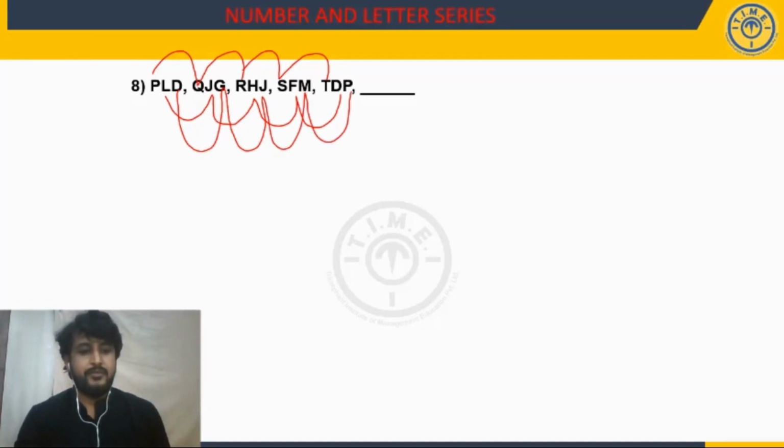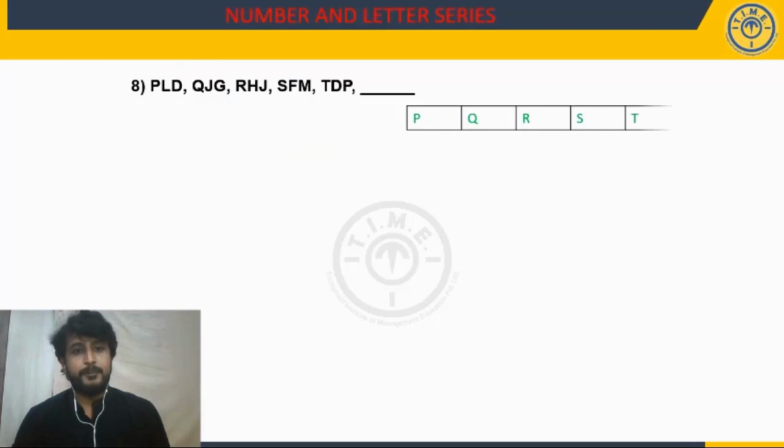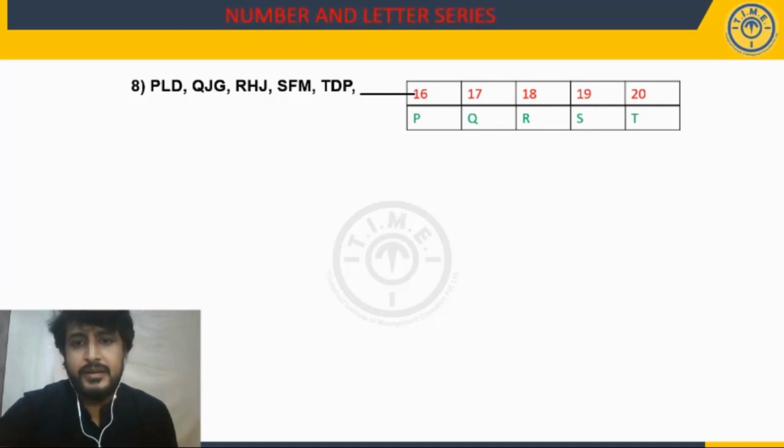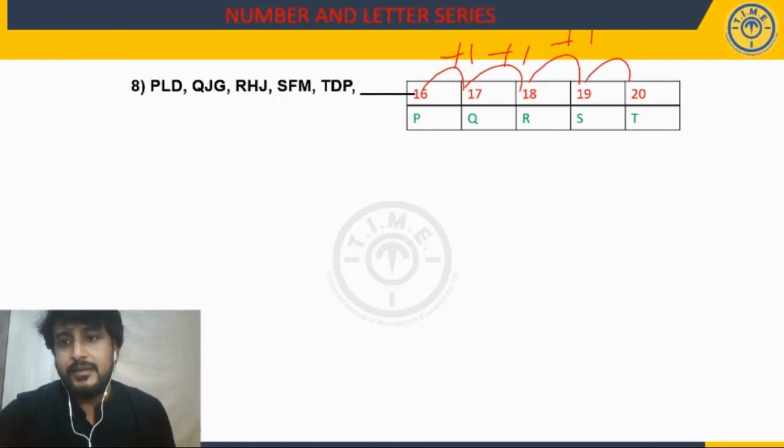Now, we'll try to identify the logic in the first set of letters first. What are the first set of letters? P, Q, R, S, T. Now write the place values of the letters. 16, 17, 18, 19, 20. So plus 1, plus 1, plus 1, plus 1, right? 16 plus 1 is 17, 17 plus 1 is 18, 18 plus 1 is 19, 19 plus 1 is 20. So 20 plus 1 is 21.